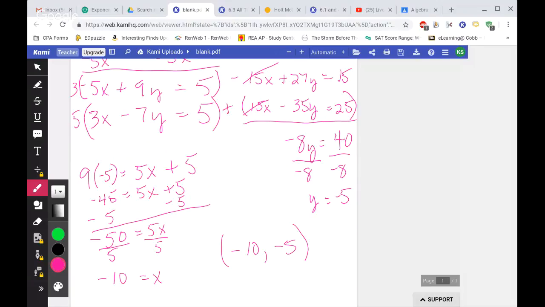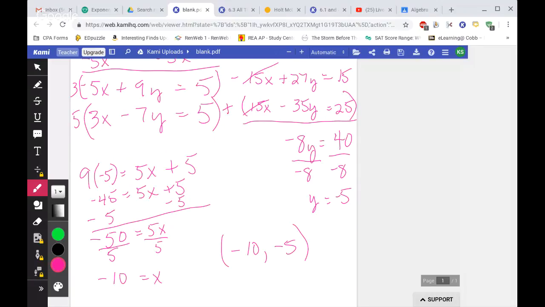If you wanted to check your answer, could you just put the solution back into the original equation? You absolutely could. Great question. And they may have done that in the video, did they? Yeah, I think they did. Yeah, you definitely could do that. And it should work in both equations. The statement should be true.